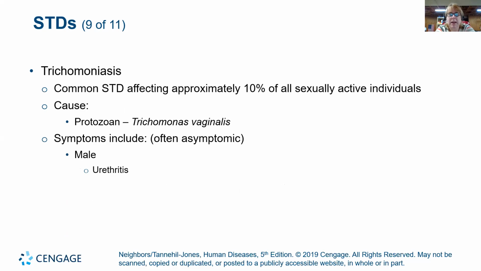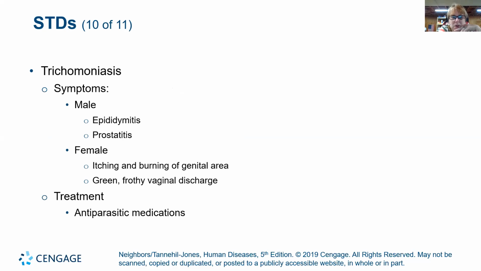Trichomoniasis, this is a common STD, affecting approximately 10% of all sexually active individuals. It's caused by a protozoan, Trichomonas vaginalis. Males often don't even know they have it. If they do have it, usually it's only an inflammation of the urethra. If it's left untreated, it can inflame the epididymis or the prostate. Females tend to get itchy and burning, and they can sometimes get a green frothy discharge.